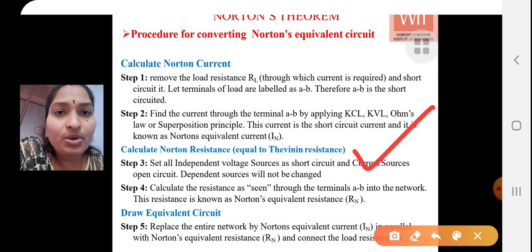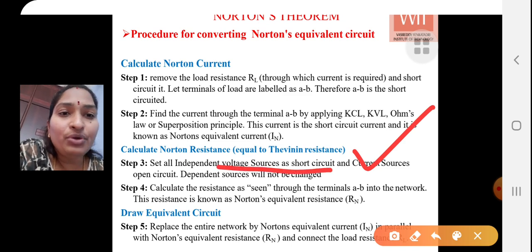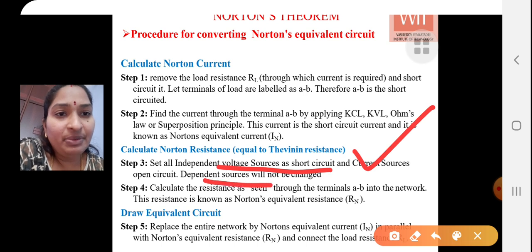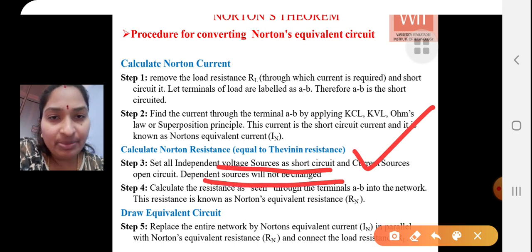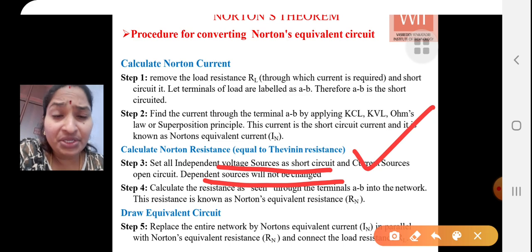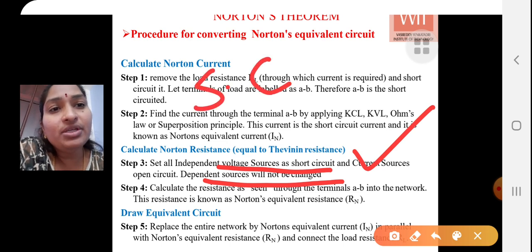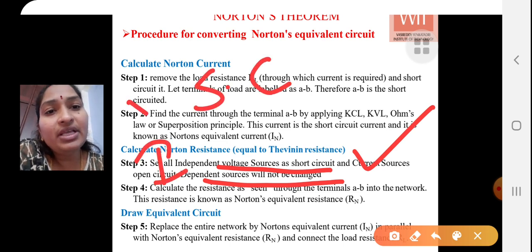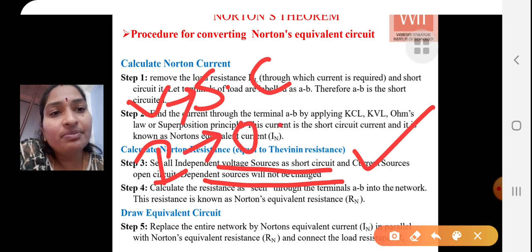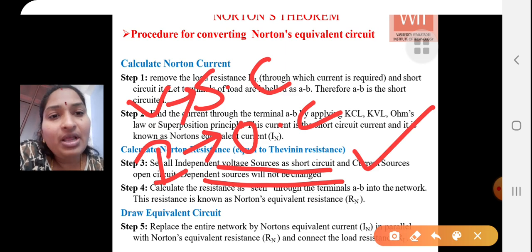After removing the load resistance, we have to remove all the sources. If independent sources are there, we remove them. If dependent sources are there, we keep those dependent sources in the circuit. To remove independent sources, if voltage sources are there, we short circuit them, and if current sources are there, we open circuit them. Simply, a voltage source is represented by a short circuit, and a current source by an open circuit.